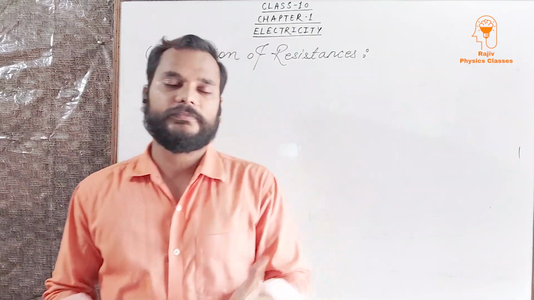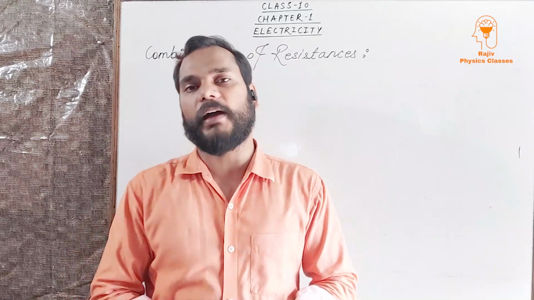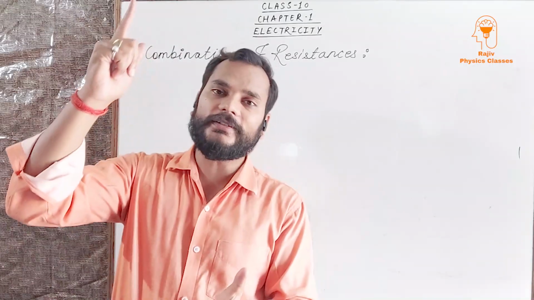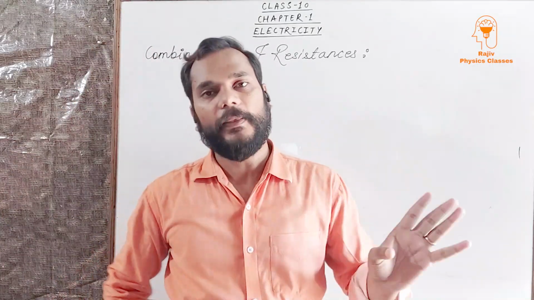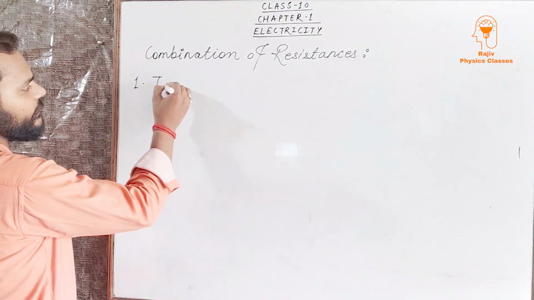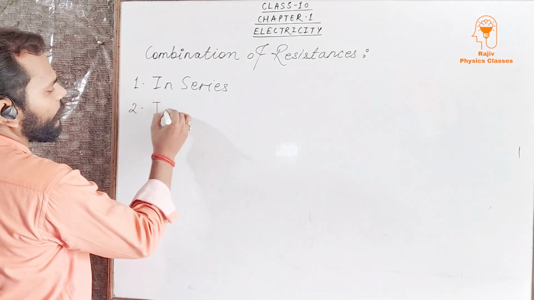We can add the resistance into the circuit in 2 different manners, so that the combined resistance of the circuit will increase or decrease. Okay, so let's see what these methods are. These 2 methods are either in series or in parallel.